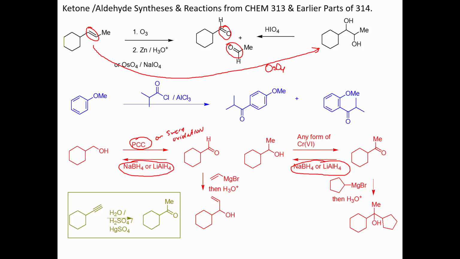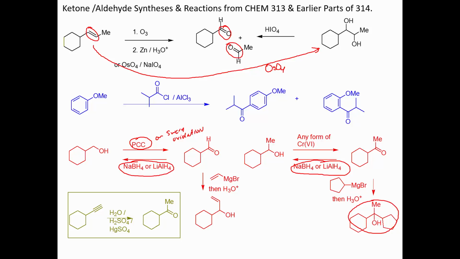Okay, we looked previously and noticed that, you may remember, ketones are also reactive to Grignard reagents. If you have an aldehyde as your starting material, you get a secondary alcohol. If you have a ketone as your starting material, you get a tertiary alcohol.